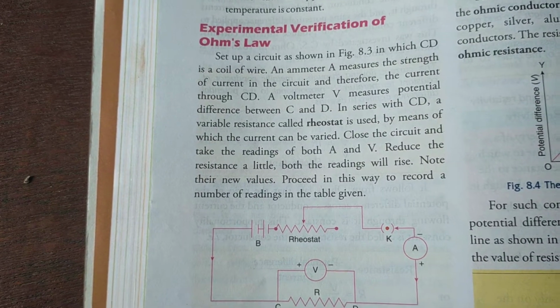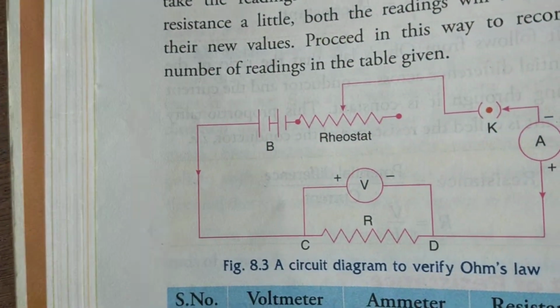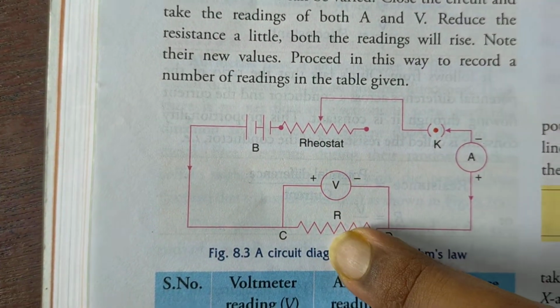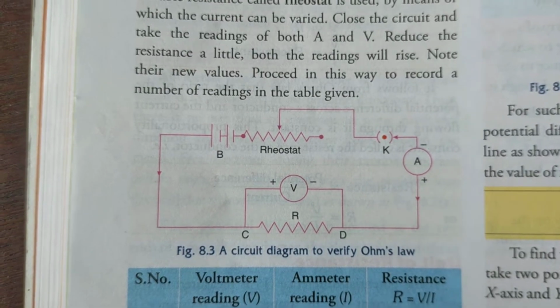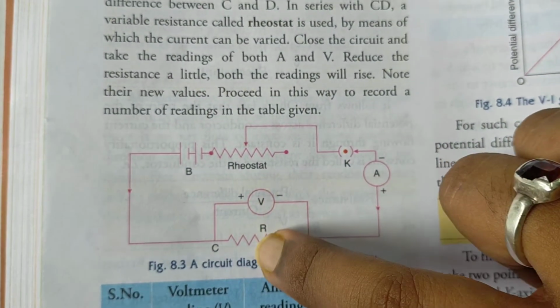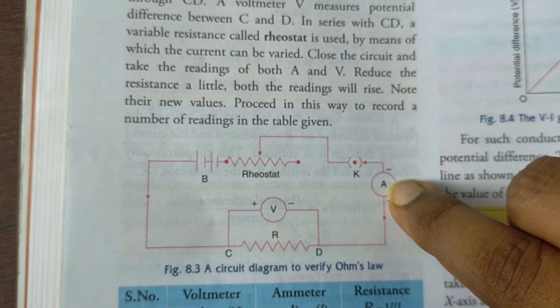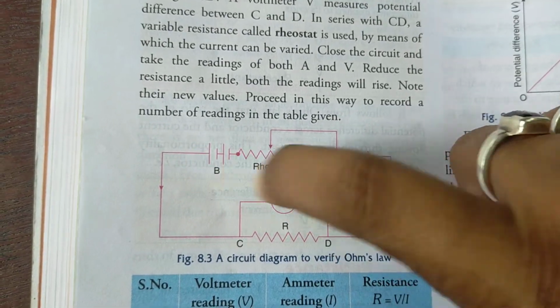So, experimental verification of Ohm's law, you see here in the diagram. Here, always the voltmeter is connected across the resistance. So this is a circuit from where we can verify Ohm's law. Always the voltmeter is connected parallel with the resistance, and the ammeter will be in series with the battery.